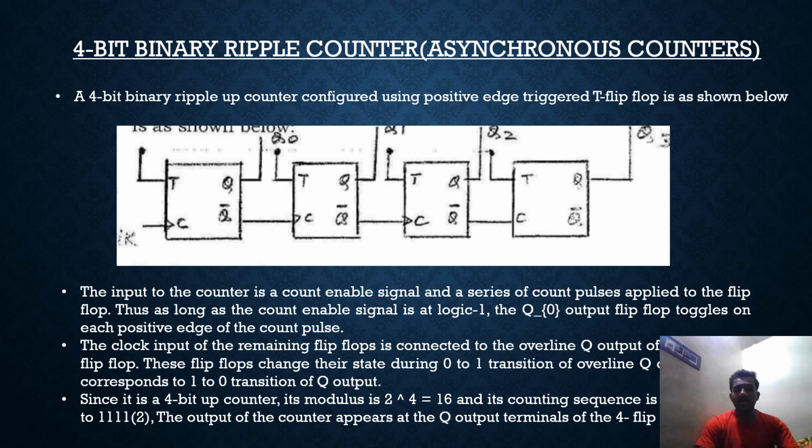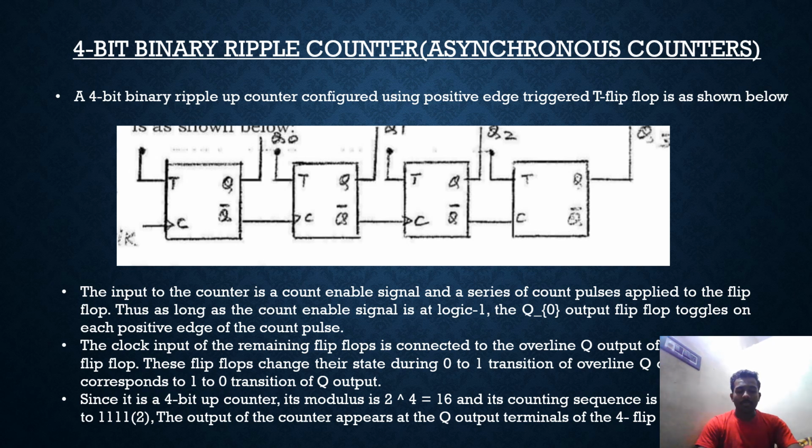4-bit binary ripple counter, asynchronous counters. The 4-bit binary ripple counter configured using positive edge triggered T flip-flops is as shown below. The 4 flip-flops are connected. The input to the counter is a count enable signal and a series of count pulses applied to the first flip-flop. Thus, as long as the count enable signal is logic 1, the Q0 output of the first flip-flop toggles on each positive edge of the count pulse.